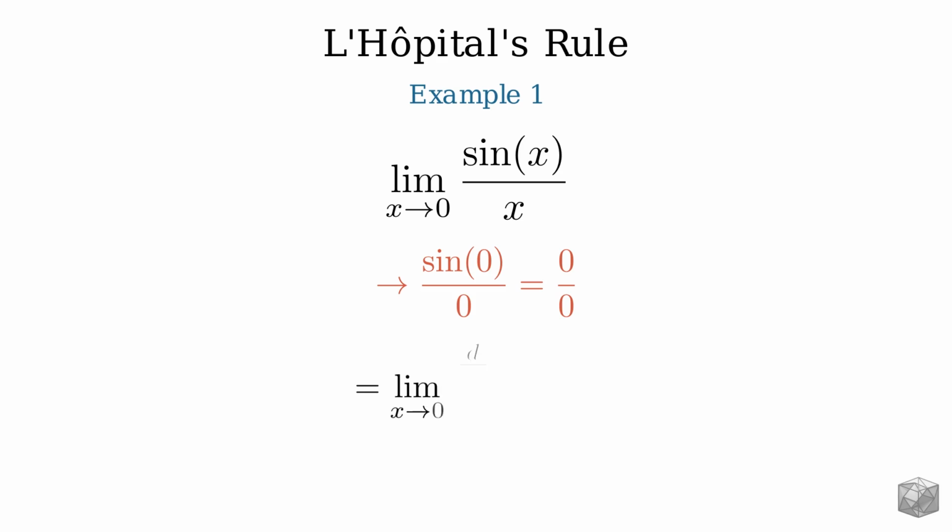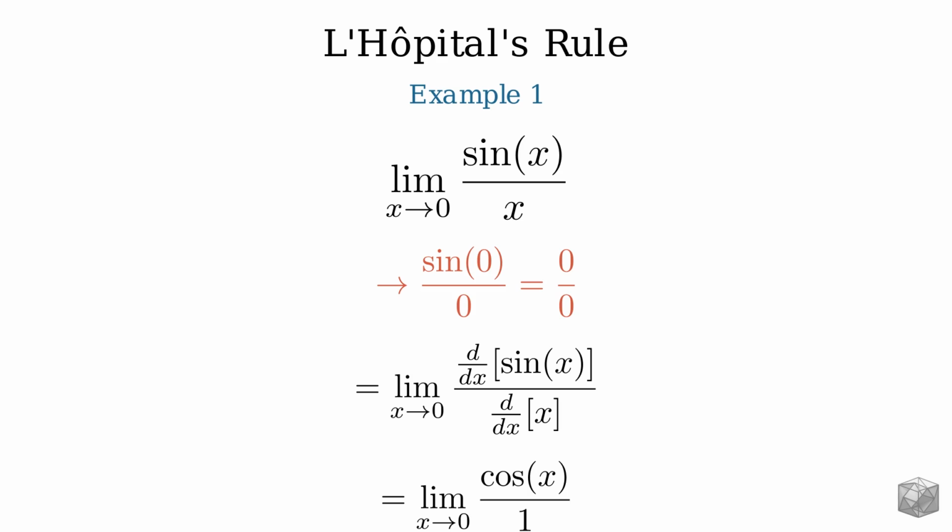Direct substitution gives 0/0. But taking derivatives, the sine of x becomes the cosine of x, and x becomes 1. As x approaches 0, the cosine of 0 is 1, so the limit is 1.